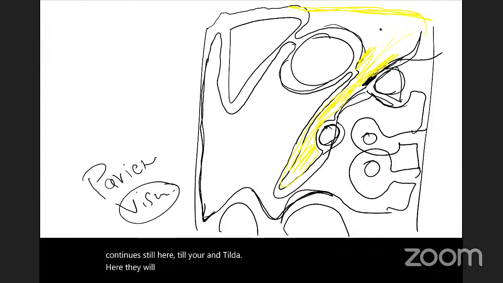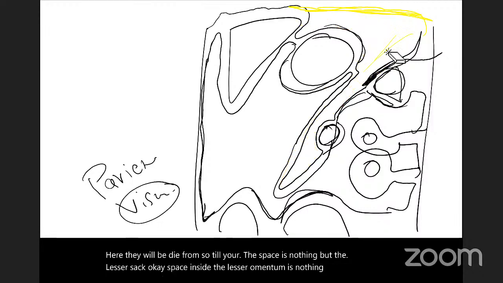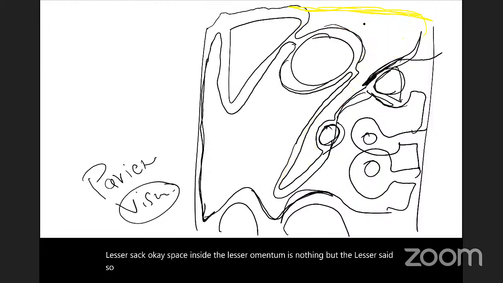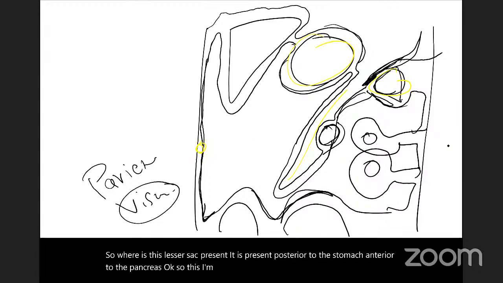So till here, this space is nothing but the lesser sac. Okay, space inside the lesser omentum is nothing but the lesser sac. So where is this lesser sac present? It is present posterior to the stomach, anterior to the pancreas. So this I'm drawing in a sagittal image. Here there is the umbilicus. Here there is the vertebral body. Okay, I hope you guys got it.